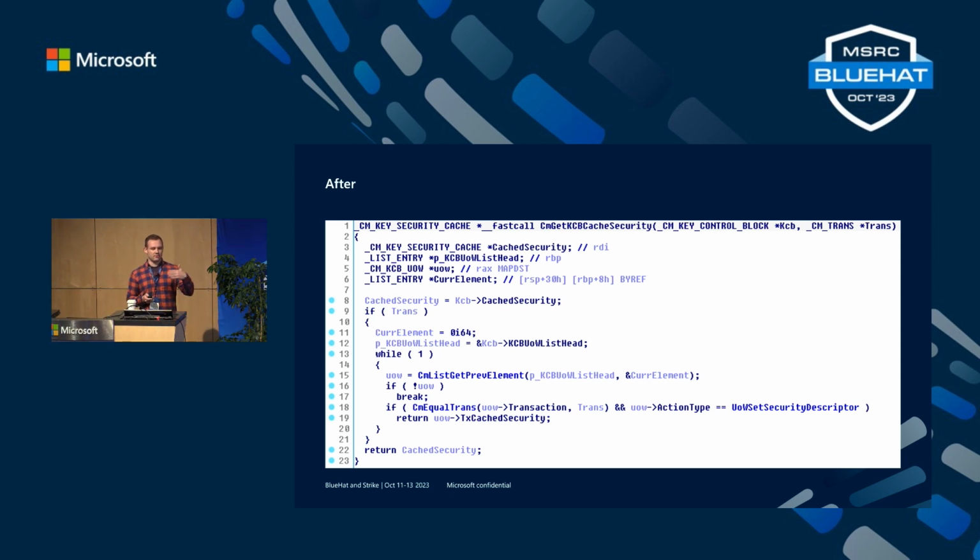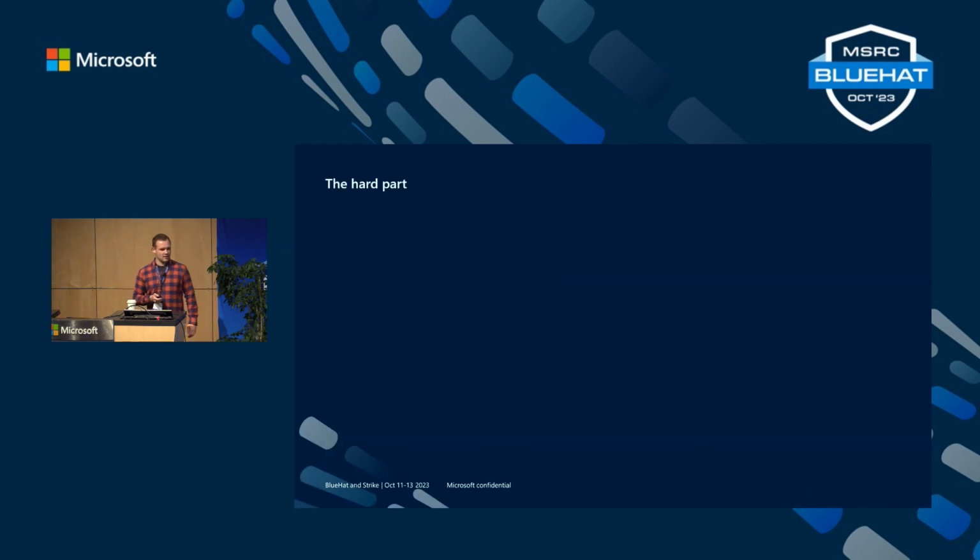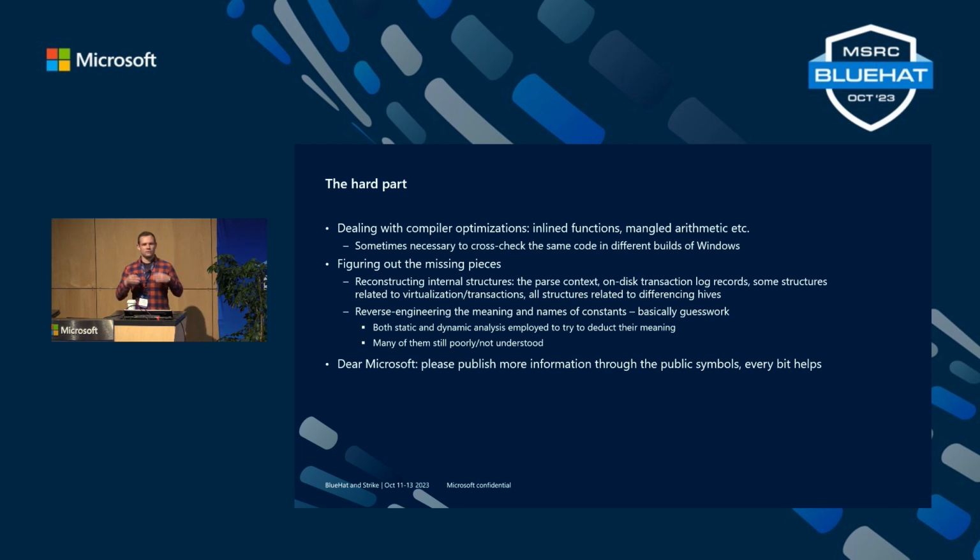And then I basically repeated this process for 100,000 lines of code, more or less. A lot of this process is actually kind of mechanical. You don't have to think too much about it. You just click and use the IDA shortcuts and whatnot. But there is also a hard part about it. First of all, you have to deal with some compiler optimizations, so it's not always very clear code. Sometimes you have inline functions, mangled arithmetic, and stuff like that.